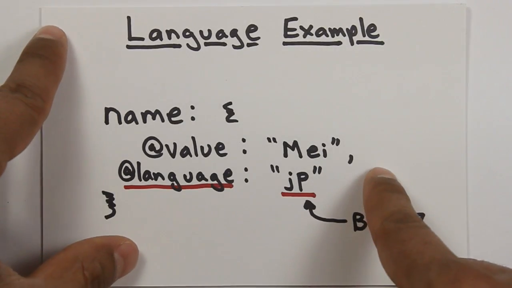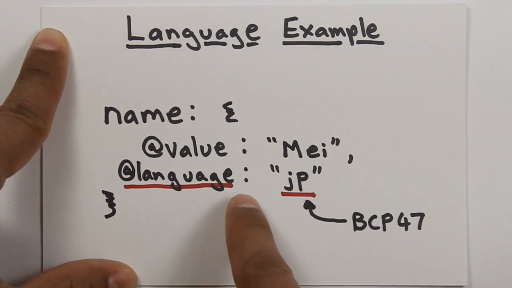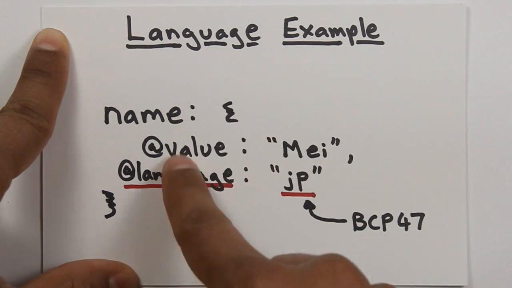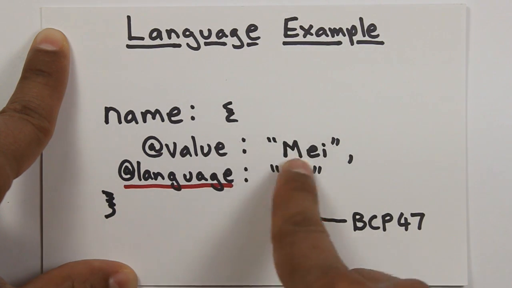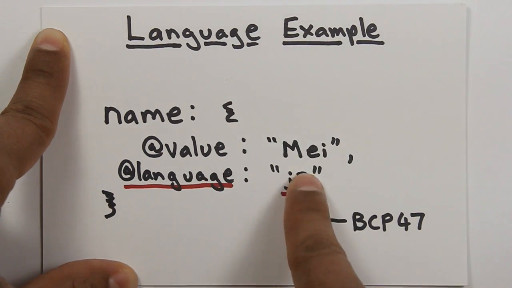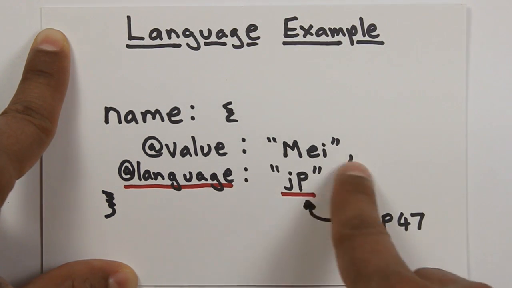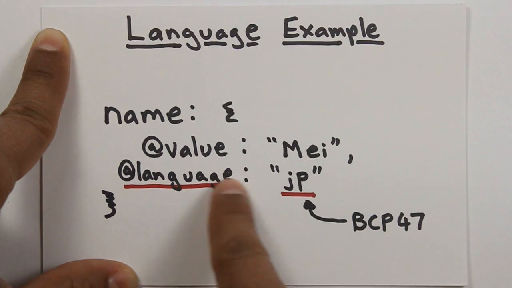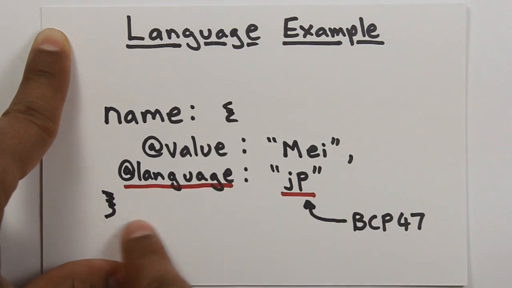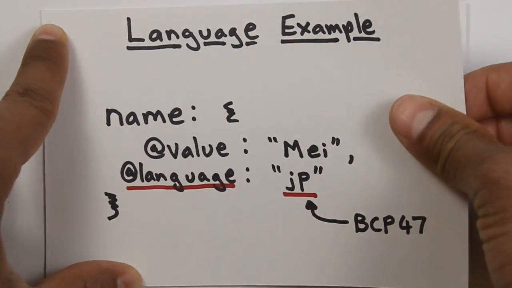So one way that we can do that is to use the expanded form of language expression in JSON-LD. This is very much like data typing. We specify the value of May, and we say the language is JP. JP stands for Japanese. It's a BCP47 code type. So that's how you express languages in JSON-LD. Now, unfortunately, this is pretty unwieldy, right? We want to have something a bit shorter that we can use.